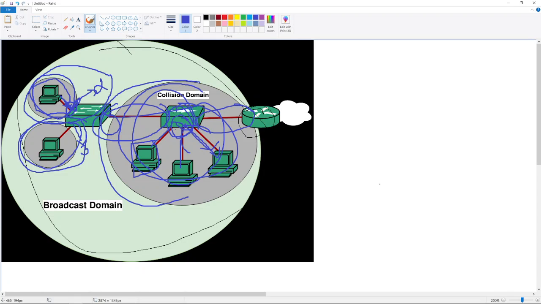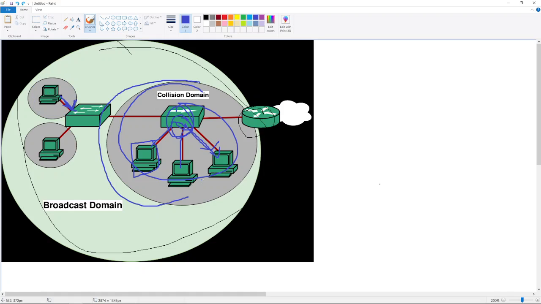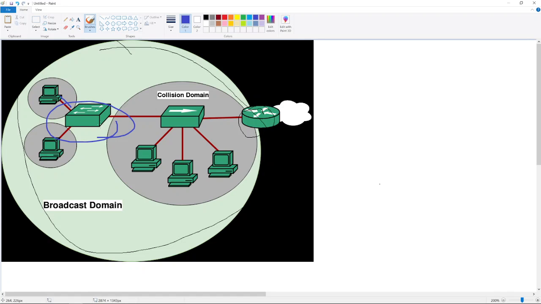This is a mess that I made with the painting, but let me erase that. So hopefully you're clear on the collision domain now. Basically, if it's a switch, every single port on the switch is a collision domain. If it's a repeater, everything connected to that is one collision domain, and if it's a router, that link and the device connected on the other side is in that same collision domain.